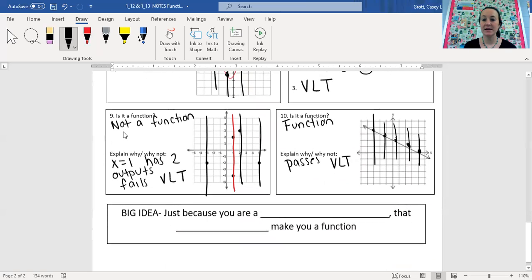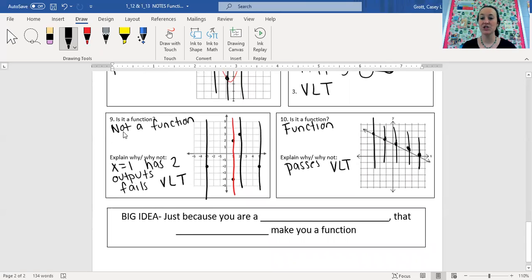So the big idea, besides the fact that for a function each x value only has one y value, is that just because you are a relation, that does not make you a function. Okay, not all of these were functions because x went to more than one y value.